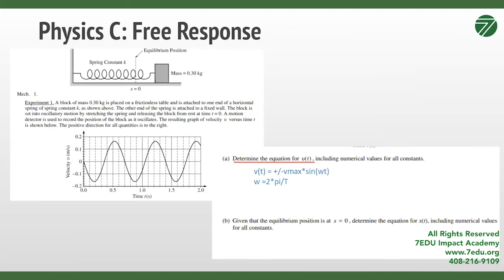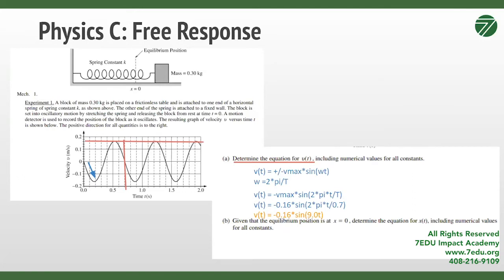We then have to go to the graph, because they're asking us to determine it from the graph, which will show that it has a max velocity of 0.16 meters per second, and the period is about 0.7 seconds. And so we would bring those pieces of information into these equations that we've already written out and use that to derive our equation. So that would be the answer.